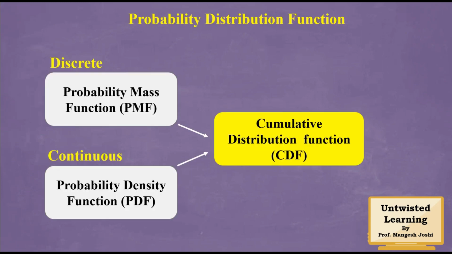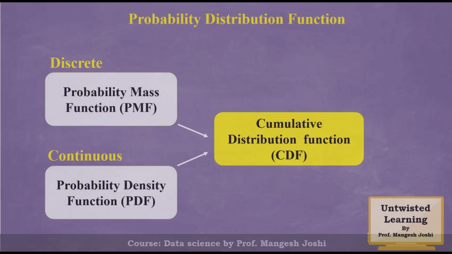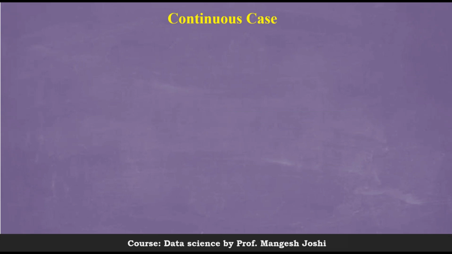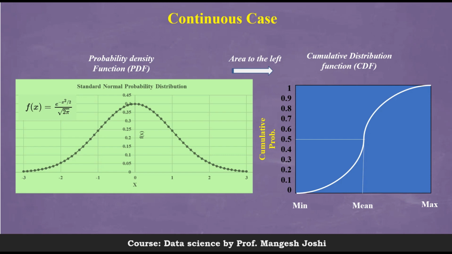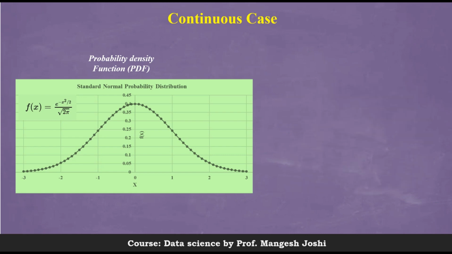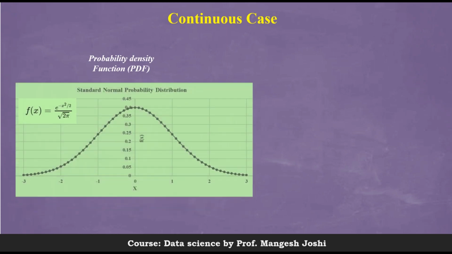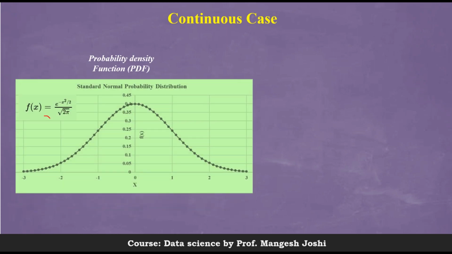Now let us talk about the probability density function and cumulative distribution function of continuous variables. First of all, we will talk about the probability density function for the continuous case. Now the distribution f of x is e to the power minus x square by 2 divided by under root 2 pi. This is the equation of the standard normal distribution.